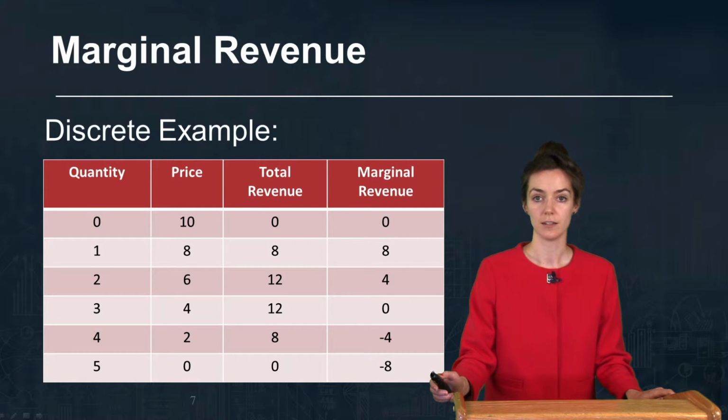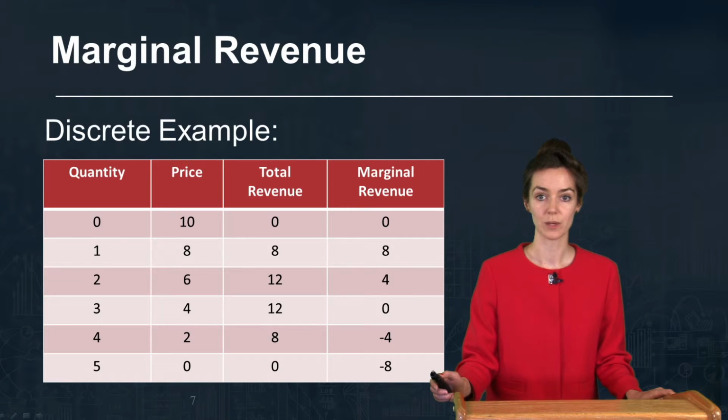So let's take a look at an example with some discrete values. On the left-hand side we have quantity. Next to it we have price. So these two columns make up our demand equation. As quantity increases, we see price decreasing. Then we can calculate the total revenue because we know that revenue equals price times quantity.